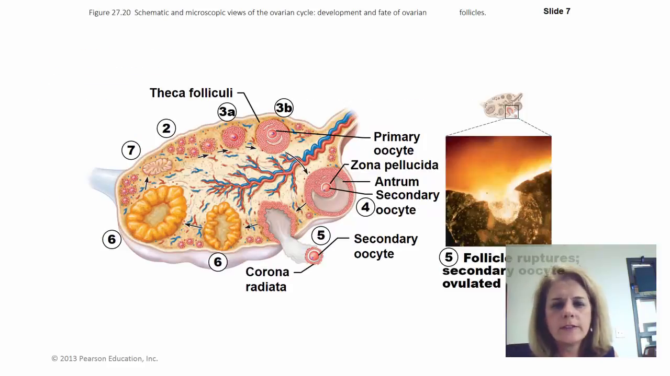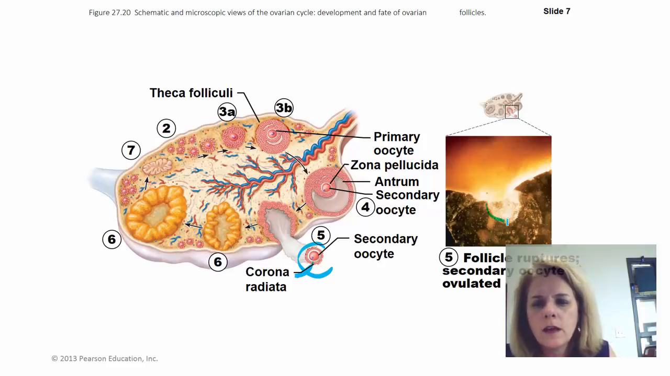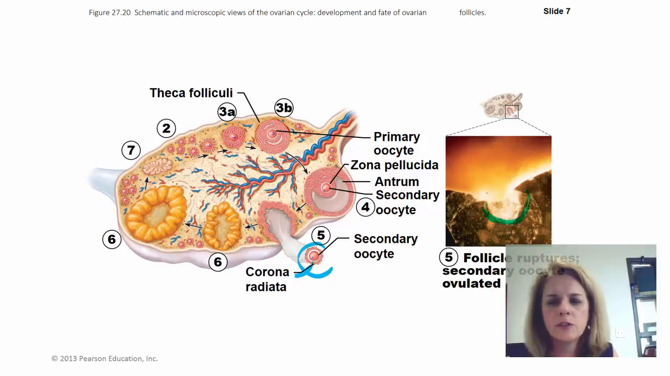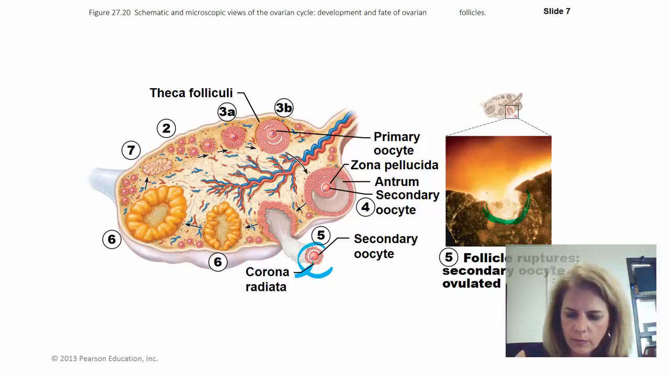So again, here is our secondary oocyte with its corona radiata. Think of it as an eggshell wrapped around the egg, going out to protect it as it goes into the peritoneal cavity and hopefully is caught by the uterine tube. This is what it would look like if you had an image of a ruptured follicle.